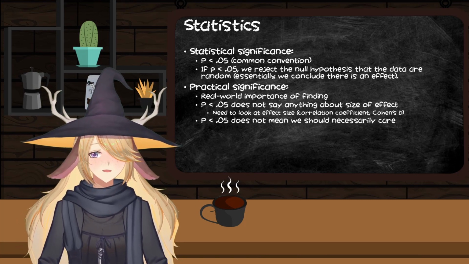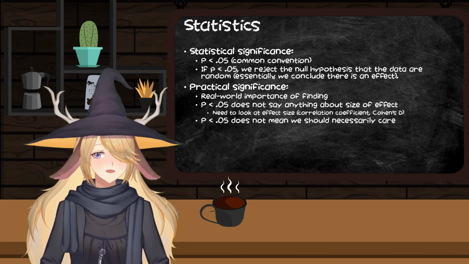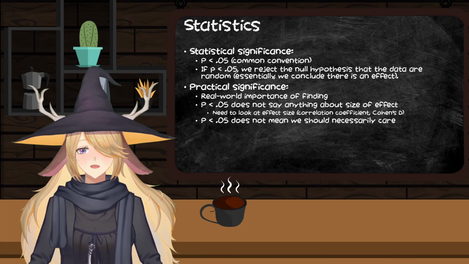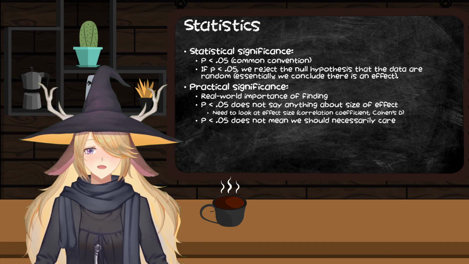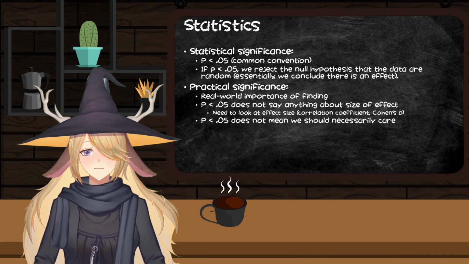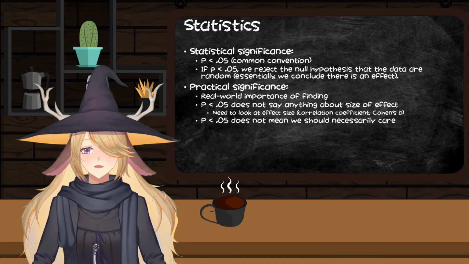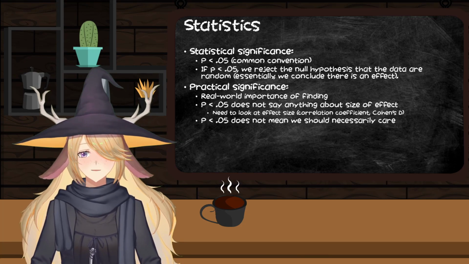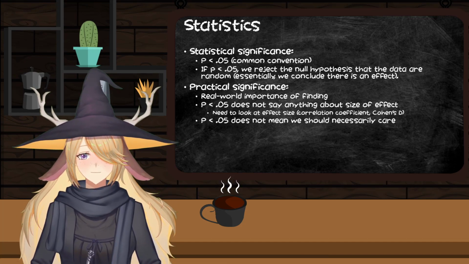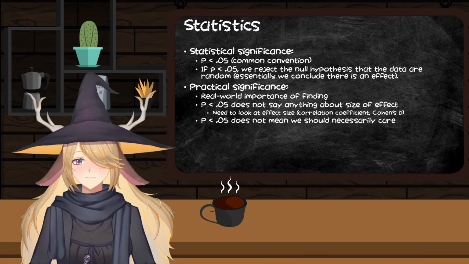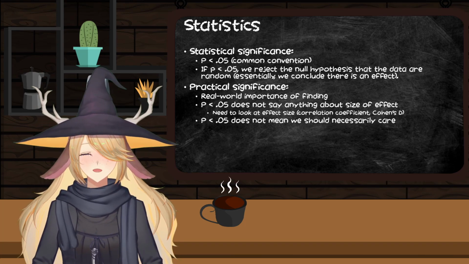So the practical significance is the real world importance of the finding. And so if there is a p-value of less than 0.05, that says nothing about the size of the effect. Nor does it say that you should necessarily care, nor does it say that the effect is real. It just says that there is a particular amount of noise to signal ratio.